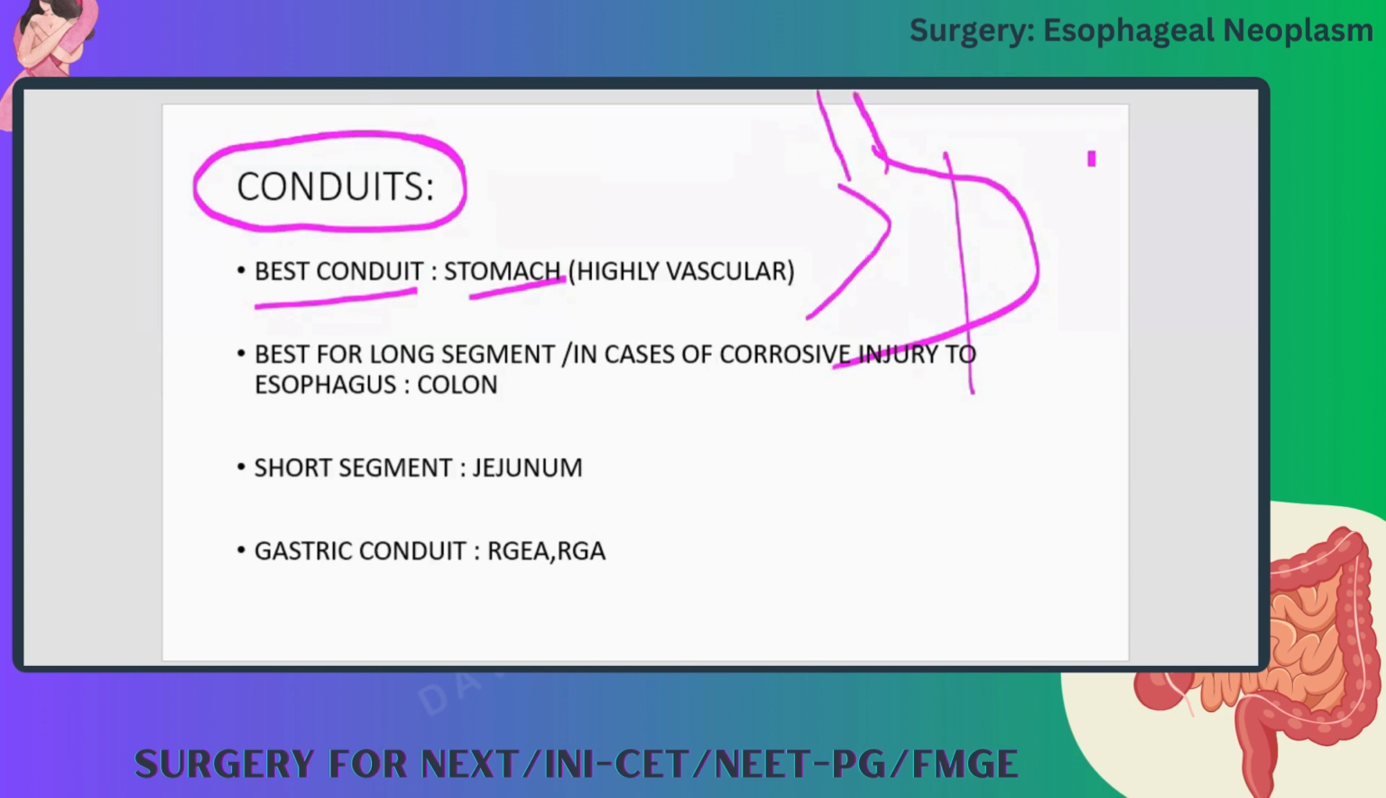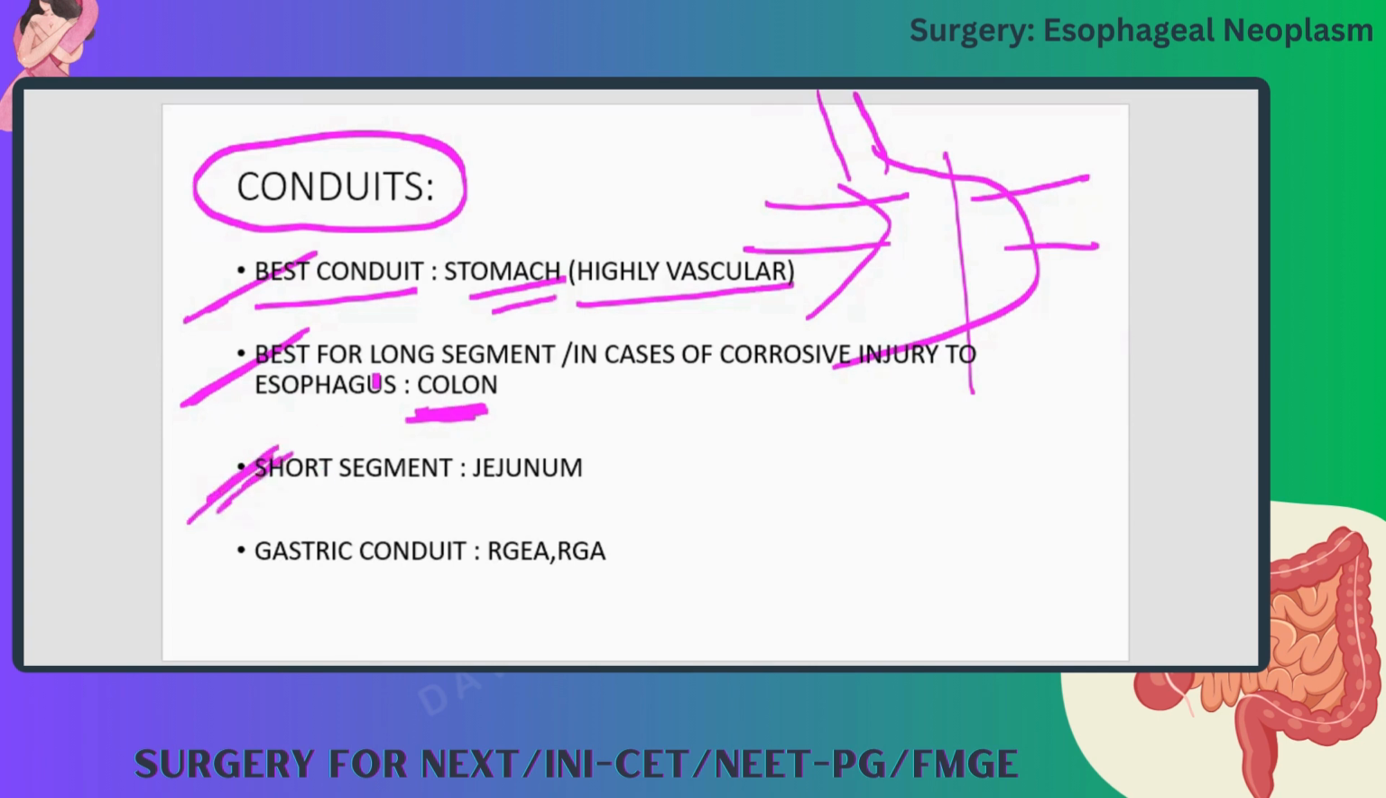It can be mobilized like a tube inside the thorax. The best conduit is stomach because it is highly vascular. Stomach has a lot of blood supply, so we can easily form a conduit. If you need a long segment, when the total esophagus is removed, then colon is the best replacement. For a short segment, jejunum is the best.